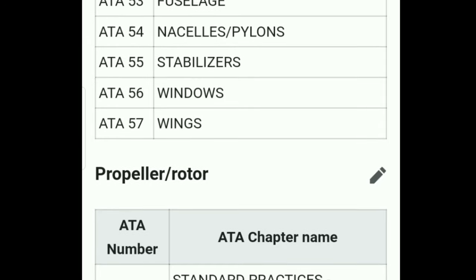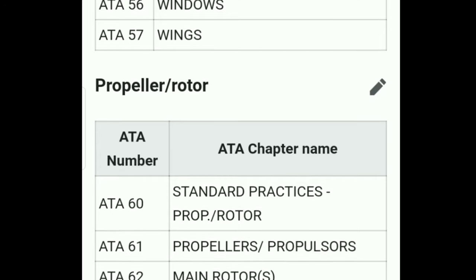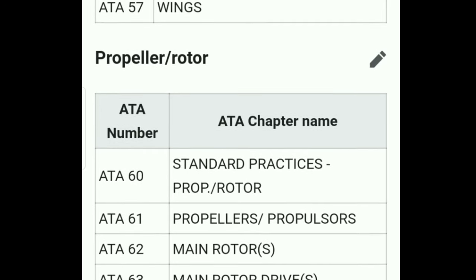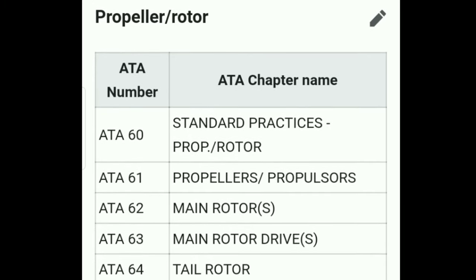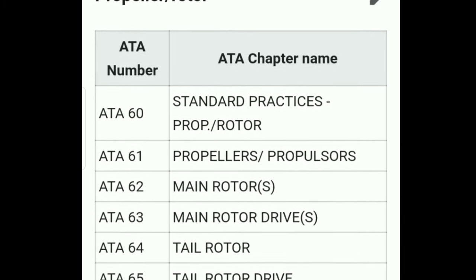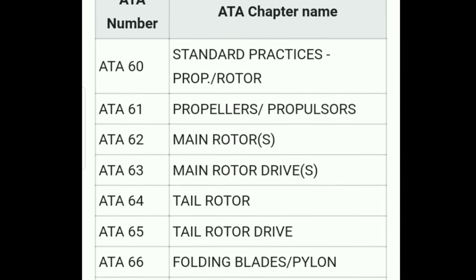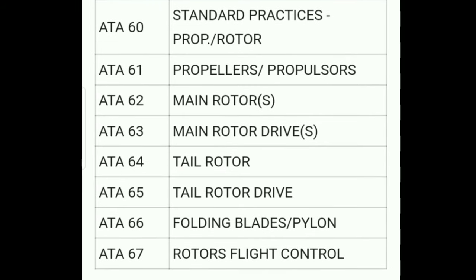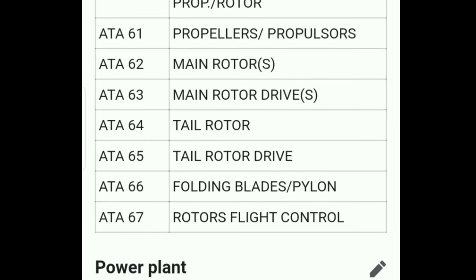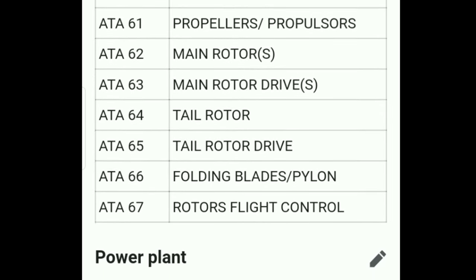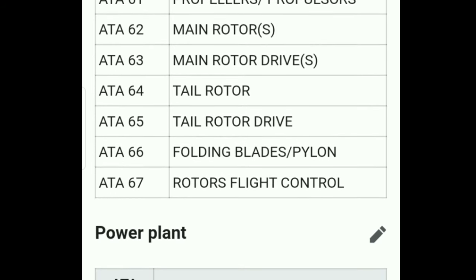And now we're going to talk about propeller or rotor. ATA 60, Standard Practices for Prop or Rotor. 61, Propellers or Propulsors. 62, Main Rotors. 63, Main Rotor Drives. 64, Tail Rotor. 65, Tail Rotor Drive. 66, Folding Blades or Pylons. 67, Rotors Flight Control.